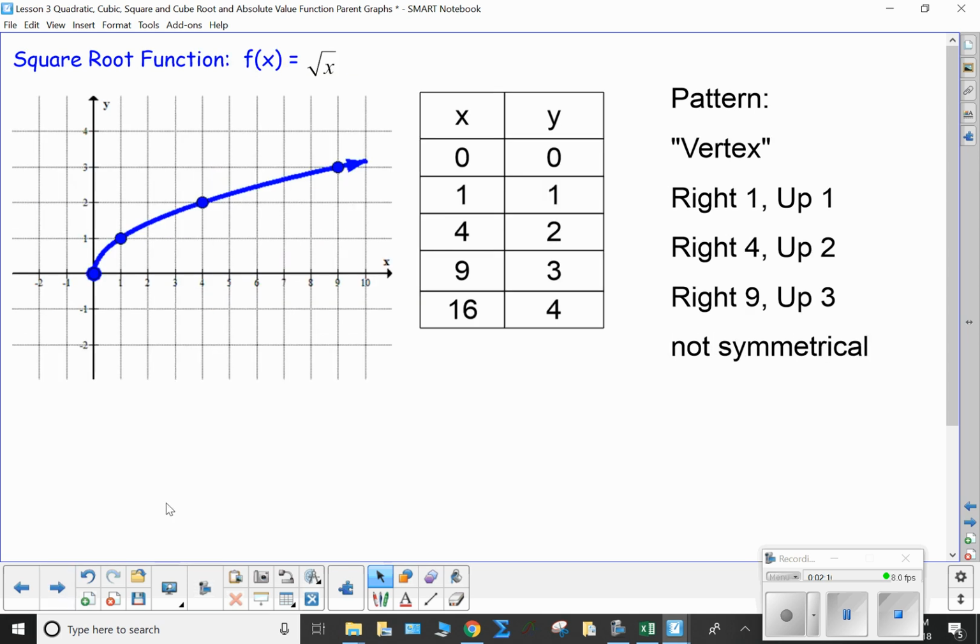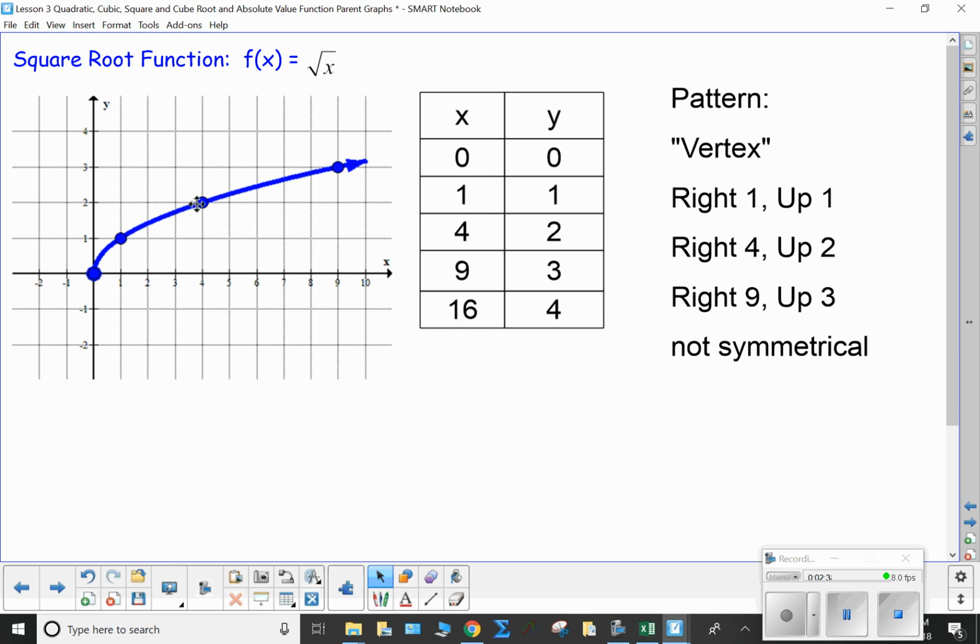Square root function. The square root function doesn't have a vertex. It has kind of a starting point. I put vertex in quotes because it's not really a vertex, it's a starting point. It's still 0, 0. Now this one, the square root of 1 is 1. The square root of 2, not a pretty number. The square root of 3, not a pretty number.